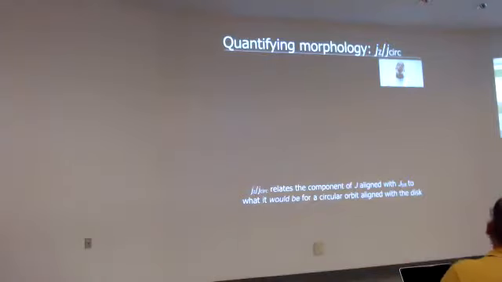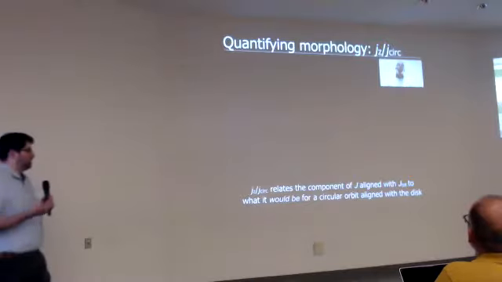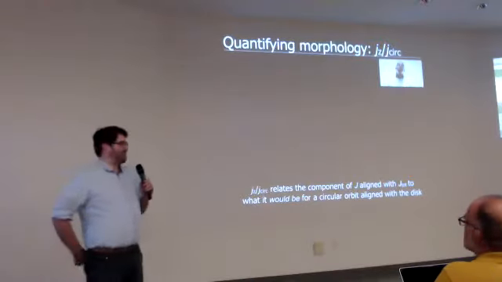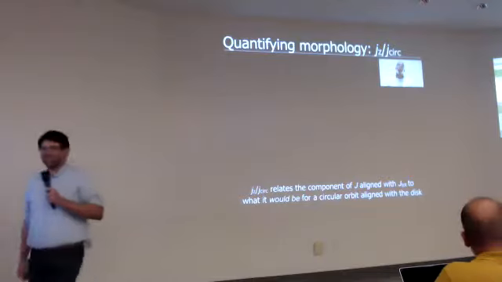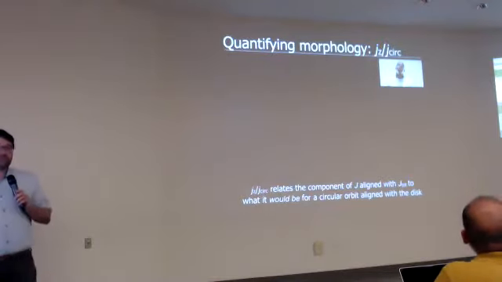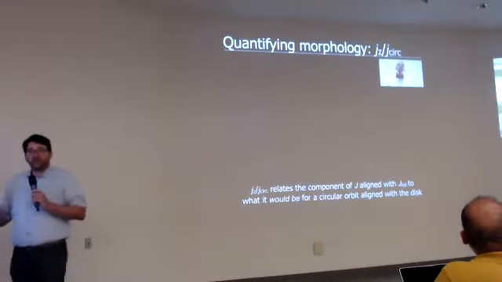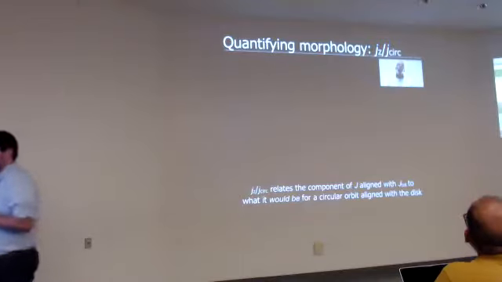So we looked at how to do this in a lot of ways, and the way that I ultimately settled on was through kinematics. So we're going to do it with what I like to call the Jz plot. We've heard a little bit about Jz over Jcirc earlier this week. Jz over Jcirc relates the component of the angular momentum that a given particle has that's aligned with the disk to what it would have if it were on a circular orbit.